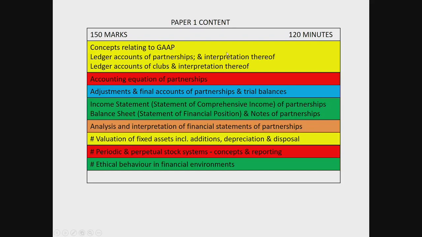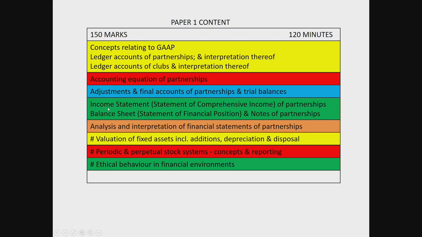But the ledger accounts of the partnerships, that will be examined. Then we also have the accounting equation, okay? Because the special accounts only pertaining to partnerships, those are the accounting equation items that we could ask, okay? Then there will obviously be adjustments and final accounts like the appropriation account, the trading account, and the profit and loss.